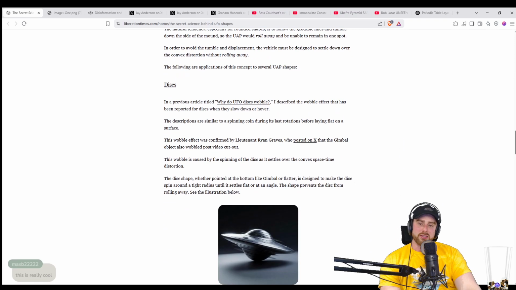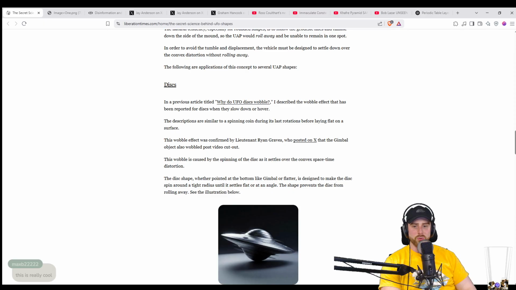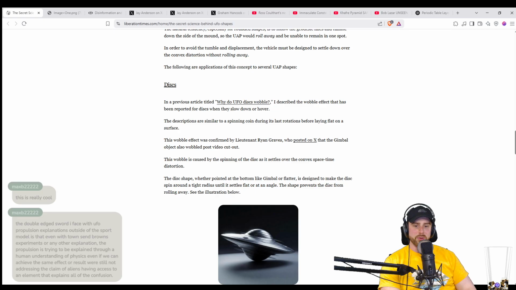Discs. In a previous article titled "Why Do UFO Discs Wobble?" I described the wobble effect that has been reported for discs when they slow down or hover. The descriptions are similar to a spinning coin during its last rotations before laying flat on a surface. This wobble effect was confirmed by Lieutenant Ryan Graves, who posted on X that the gimbal object also wobbled post-video cutout. This wobble is caused by the spinning of the disc as it settles over the convex space-time distortion. The disc shape, whether pointed at the bottom like gimbal or flatter, is designed to make the disc spin around a tight radius until it settles flatter at an angle. The shape prevents the disc from rolling away. See the illustration below.